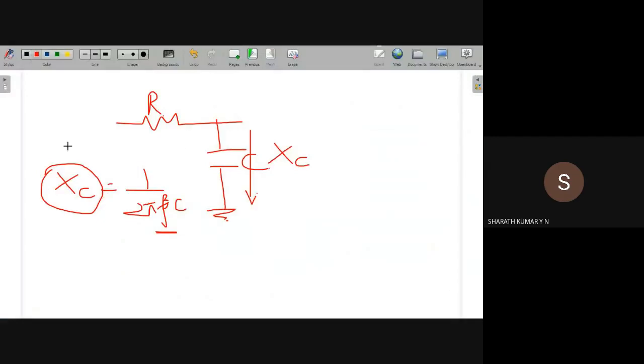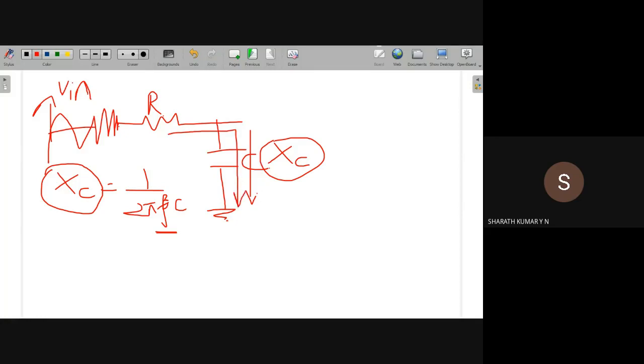Okay, so let's say this is the input signal, Vin, that we are applying here. So what happens if the frequency increases? If the frequency increases, the impedance of the capacitance becomes smaller. When the impedance of the capacitance is smaller, the high frequency signal will flow to ground through the capacitance. Whereas low frequency signals pass, because for a low frequency signal the impedance of the capacitance is very large, and it will block DC, because for DC condition the impedance of the capacitance is very large.